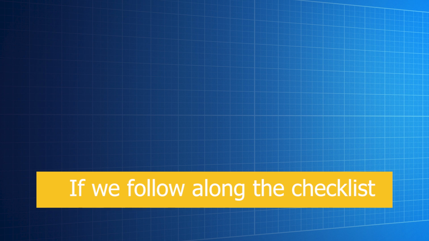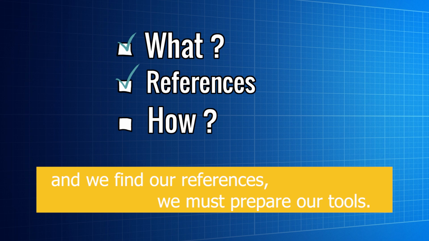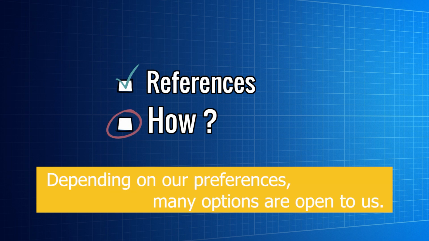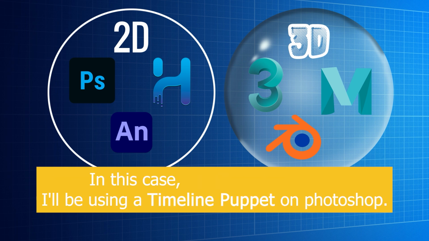If we follow along the checklist, once we know what we want to animate, and we find our references, we must prepare our tools. Depending on our preferences, many options are open to us. In this case, I'll be using a timeline puppet on Photoshop.